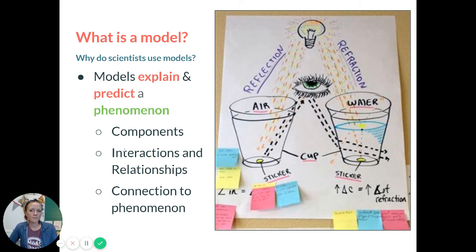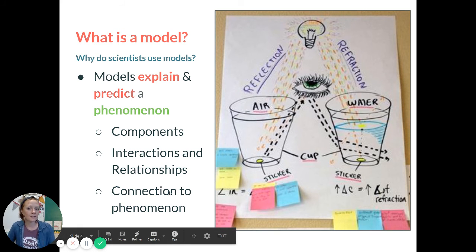Those are the components. The next thing to include in your model are the interactions and relationships among those components. So, for instance, we've got the eye is interacting with the light, right? The light is interacting with the water, and we can kind of see how the light bounces in this model. So, those are the interactions in this model. And then, of course, it should connect to whatever phenomenon you're trying to explain.